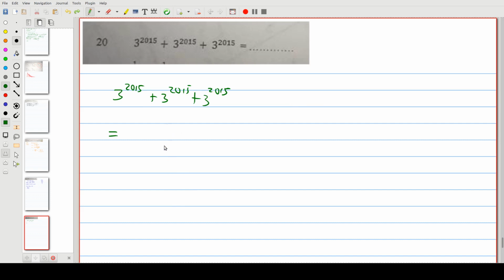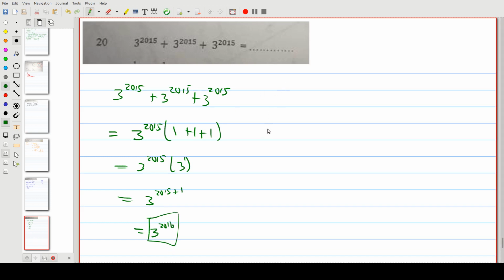But what we can do is think about it in two different ways. One is to say, let's factorize. So we can take out a common factor of 3 to the power 2015. And then what's left is 1 plus 1 plus 1. And that is 3 to the power 2015 times 3. And then if we're multiplying and the base is the same, then we add the exponents. So 2015 plus 1. So that gives us 3 to the power 2016. And that is our answer.